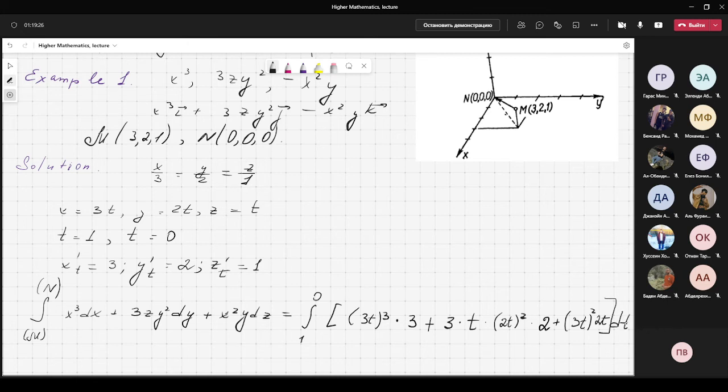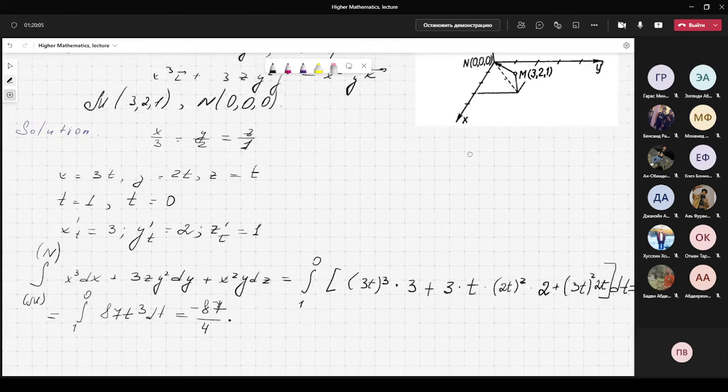With respect to t, dt, equals the integral from 1 to 0 of 87t cubed dt equals 87 minus 87 over 4. Next example, example 2.